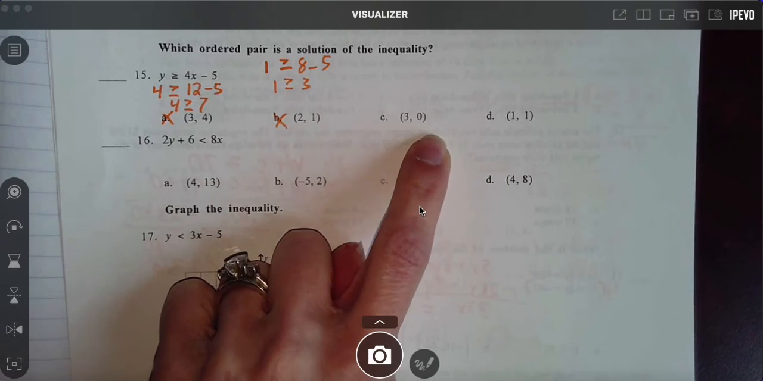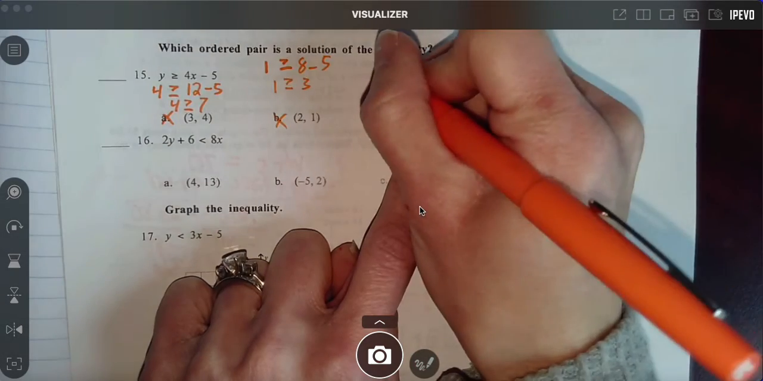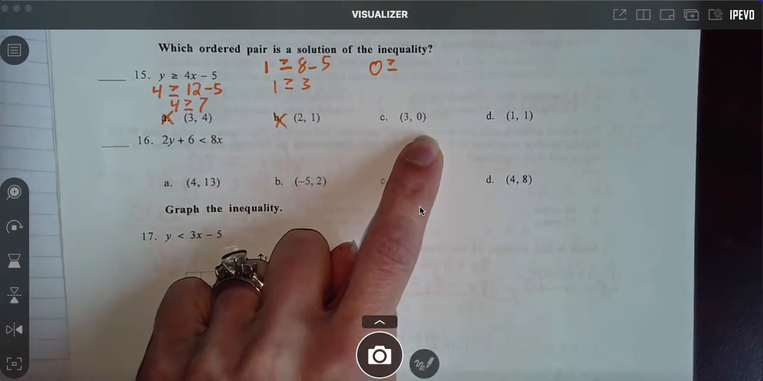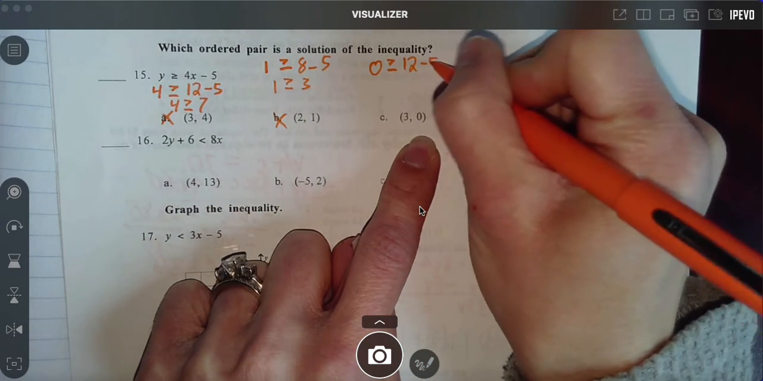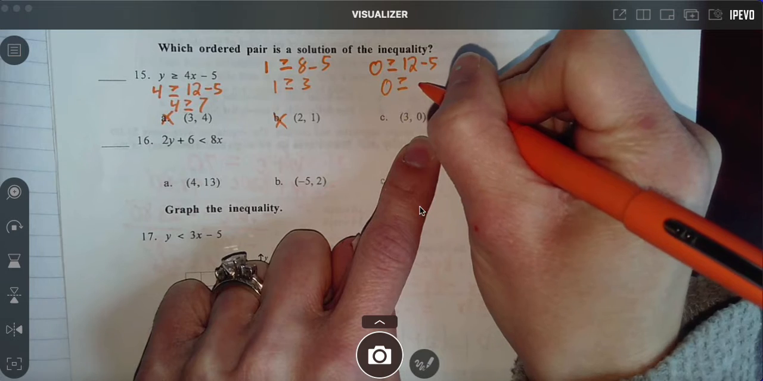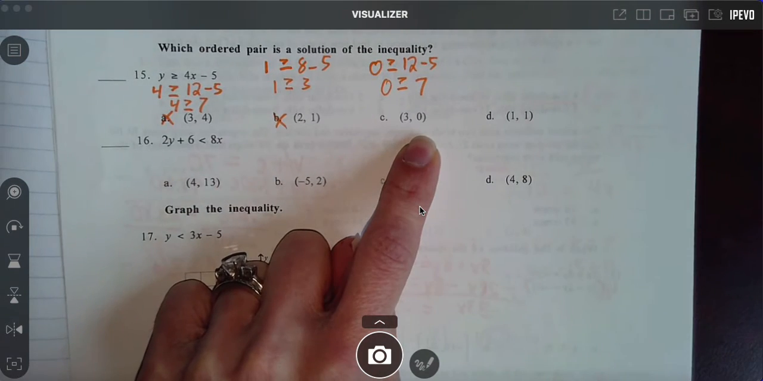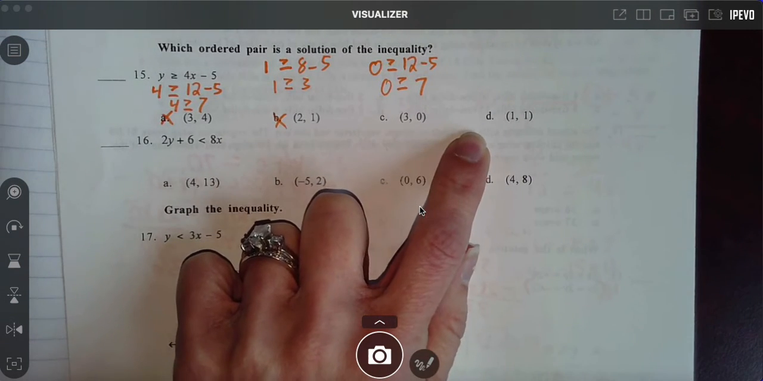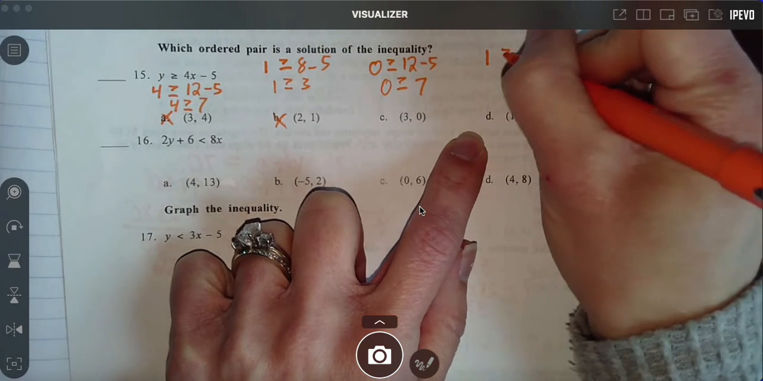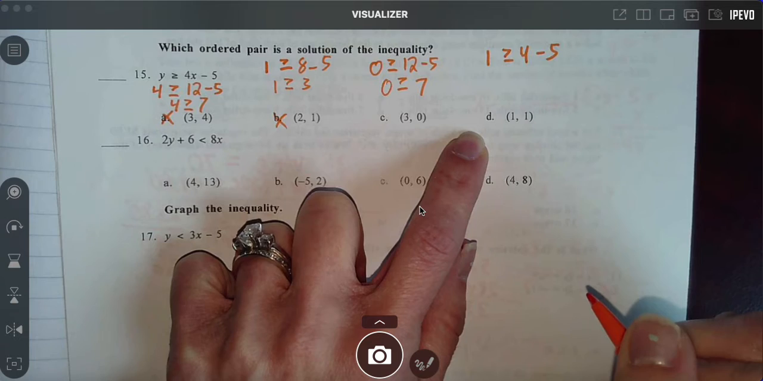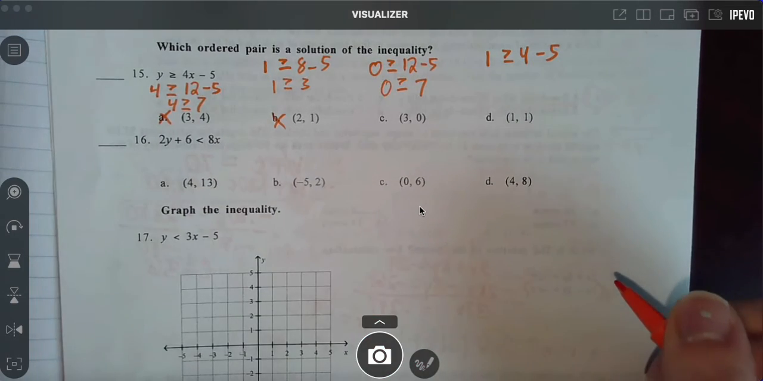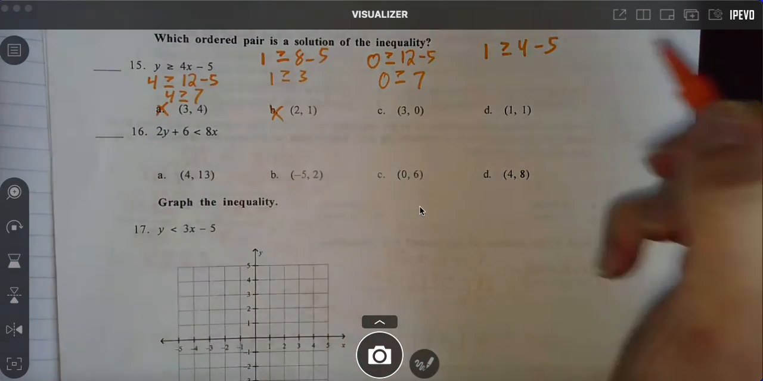So the 0 is my y value. Is 0 greater than or equal to, what's 4 times 3? 12. 12 minus 5. 0 is not bigger than 7. So you know it's the last one. Plugged them in. Is 1 bigger than negative 1 or equal to it? Yeah, it was bigger. So yeah, you know it's D.